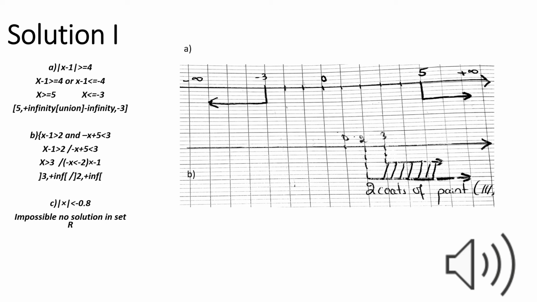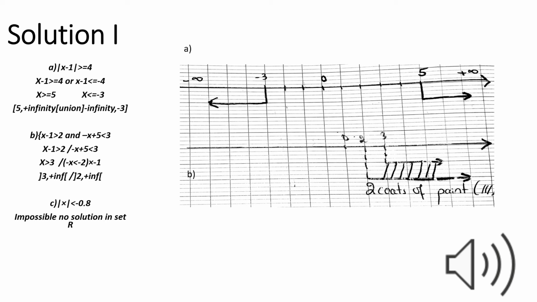C. Absolute x less than minus 0.8. It looks like absolute x less than a, where a is negative. Impossible, no solution in R, so the solution set contains phi, because absolute x is positive and it can't be less than a negative. Impossible.